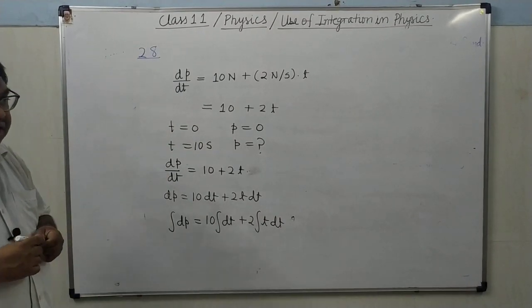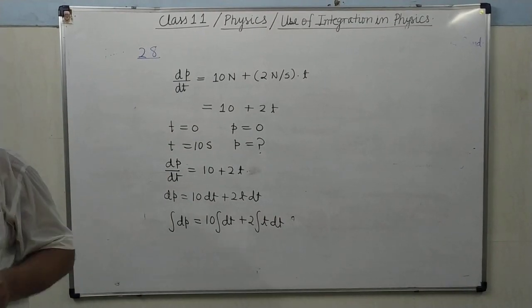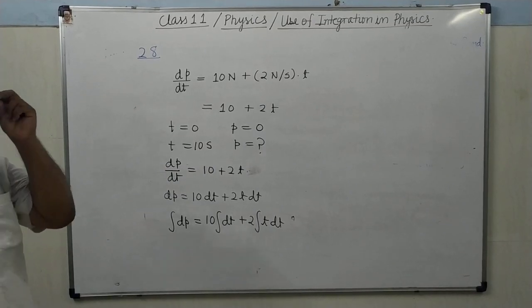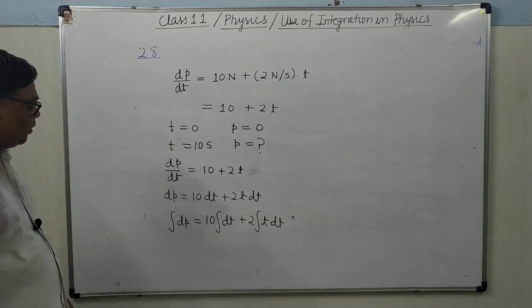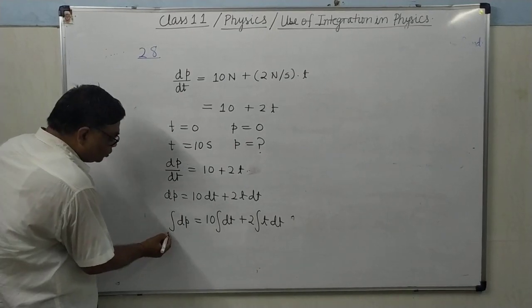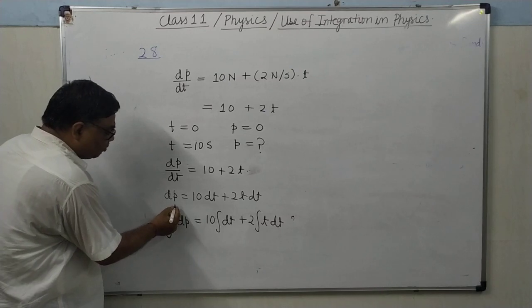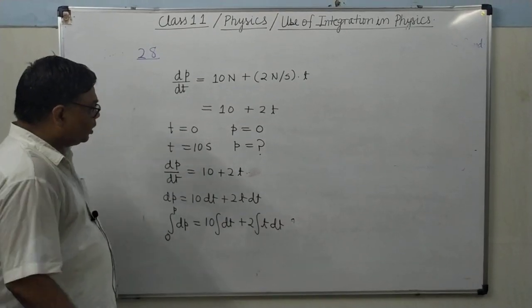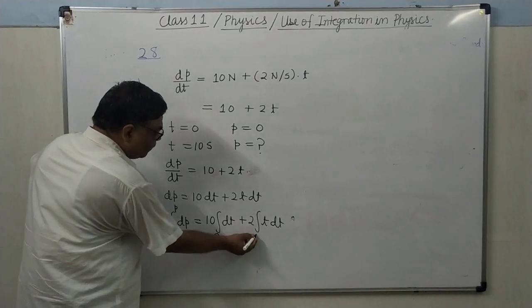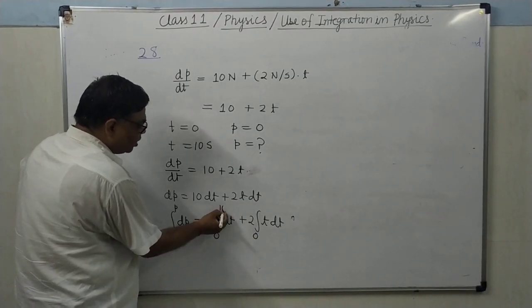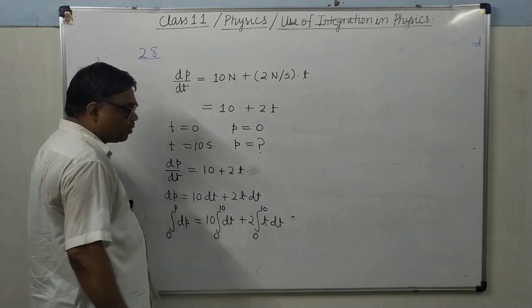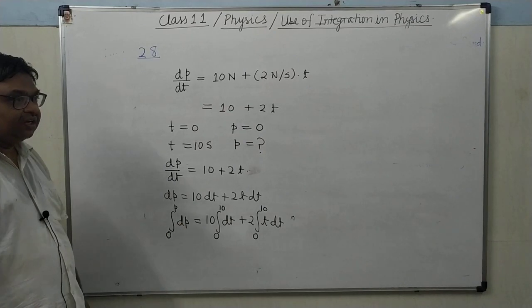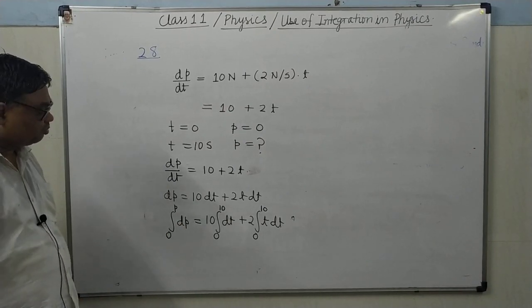Now see here, the left hand side is integrated with respect to p. Therefore, we will substitute the limits of p. The lower limit is 0, the upper limit is p, that you have to find. Here it is integrated with respect to t, so the lower limit is 0, the upper limit is 10. Here the operator is dt, meaning integrated with respect to t. Here the operator is dp, meaning it is integrated with respect to p.